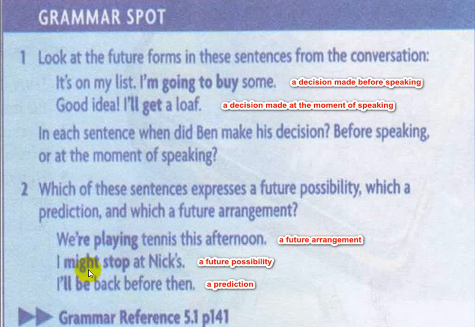I might stop at Nick's. It is a future possibility. And I'll be back before then. Will here is used for prediction. So, future possibility, future arrangement. We are playing tennis this afternoon. I might stop at Nick's is a future possibility. And I'll be back before then is a prediction.